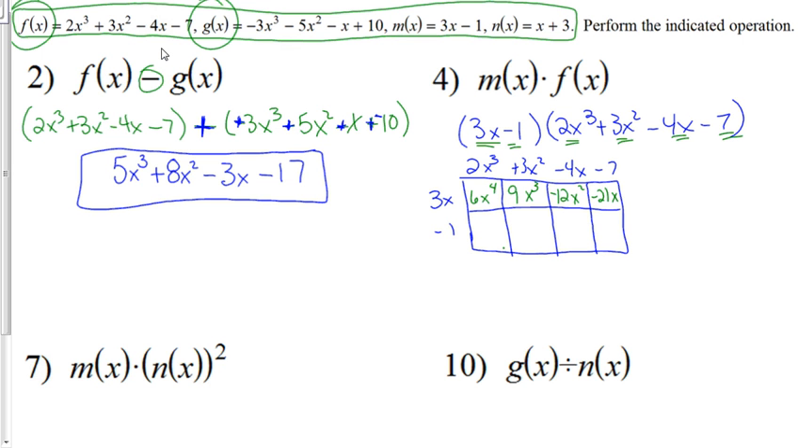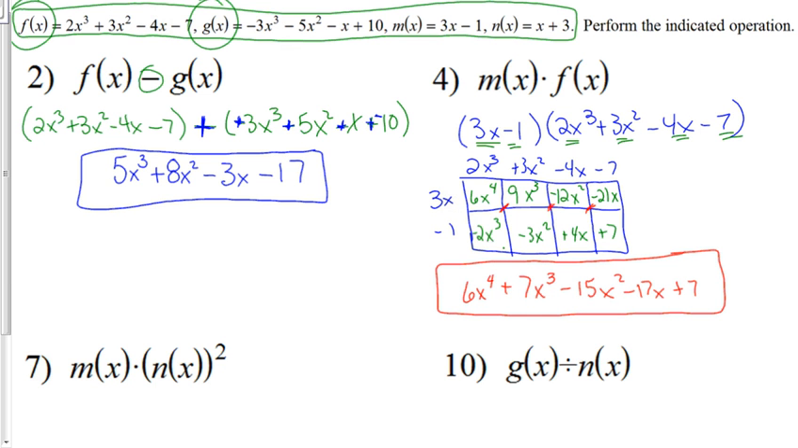Negative 1 then, same as before, negative 1 times each one of those: negative 2x cubed, negative 3x squared, positive 4x, and positive 7. And then finally, we're going to add like terms. So 6x to the 4th is the largest exponent, and then those two can be combined to make 7x cubed. Those two can be combined to make negative 15x squared. Those two can be combined to make negative 17x, and then positive 7. There's your new polynomial.